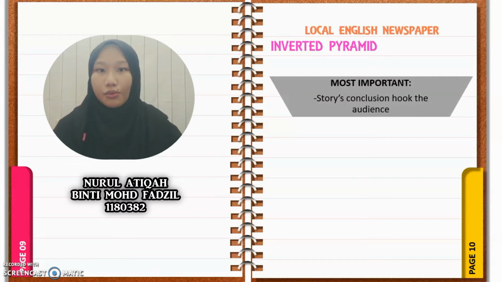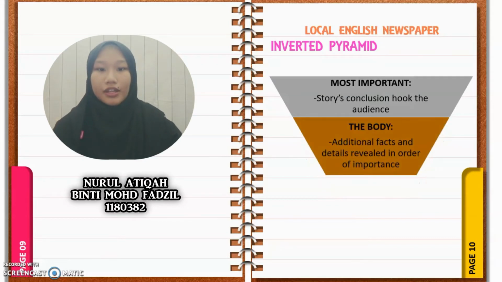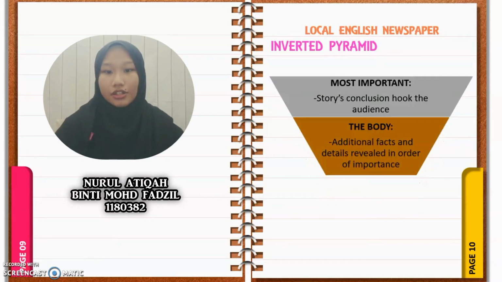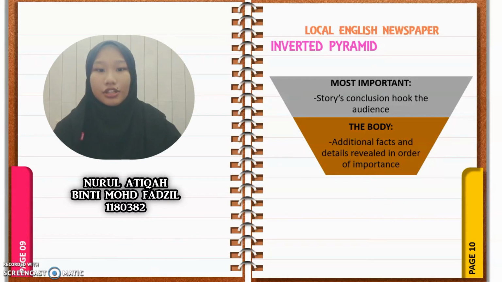The who, what, when, where, and why appear at the start of the story, followed by the supporting details and background information. Then, the next structure, the body, is the additional information, facts, and details that are revealed in order of importance. And this includes the quotes, the statistics, and the context.